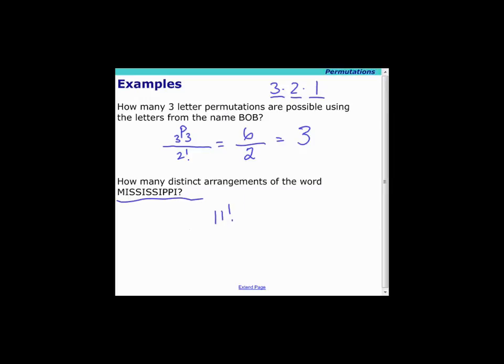11 factorial. Now I have to divide that by the repeaters. M, there's only 1. Okay, now I's: 1, 2, 3, 4 I's. So I'd have to divide this by 4 factorial. Oh, and there's 4 S's. So I have to divide it by another 4 factorial for the S's. Is that it? Oh no, there's 2 P's. So divide it by another 2 factorial for the P's. That would give me the total number of arrangements using all of the letters of the word Mississippi.